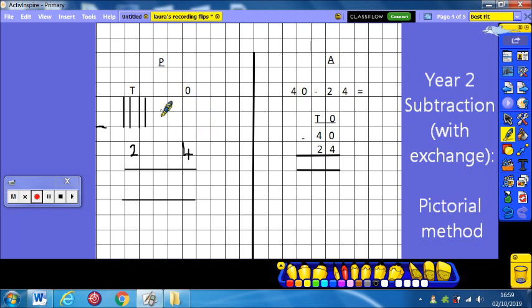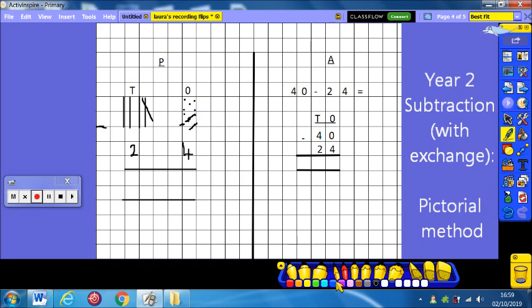So I'm going to cross out a 10, exchange it for 10 ones, and draw these ones in the ones column like so: 1, 2, 3, 4, 5, 6, 7, 8, 9, 10. And I've drawn those ones in a dice formation. Now I'm going to take the 4 away from the 10, and I'm going to cross them off as we go: 1, 2, 3, 4.